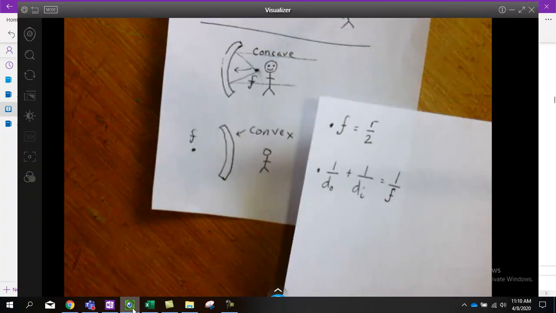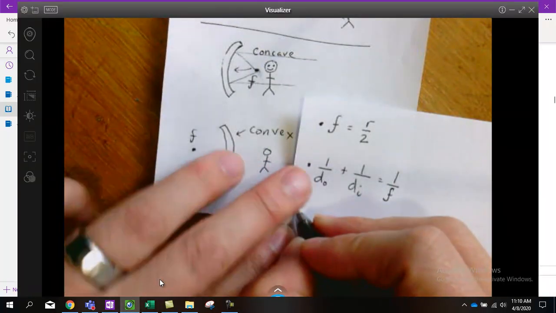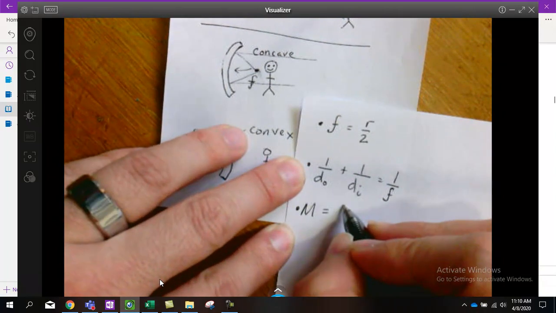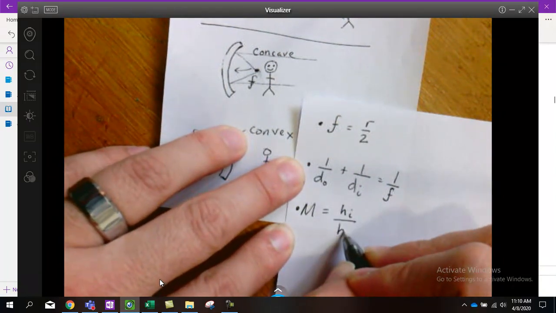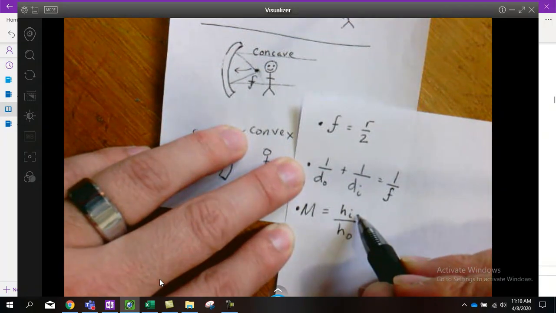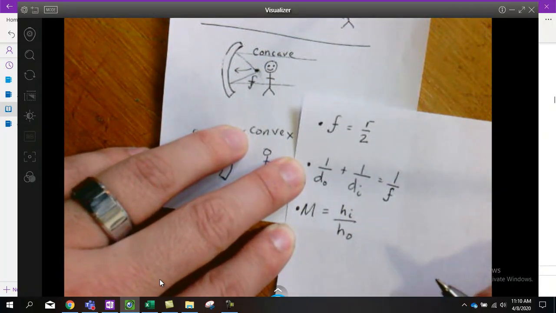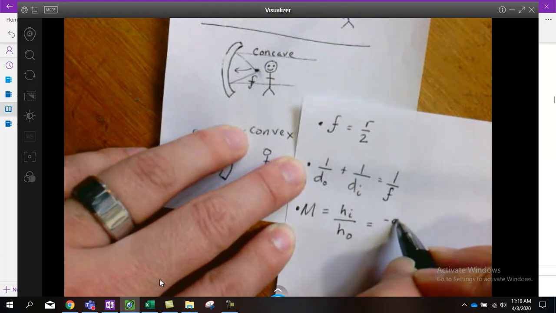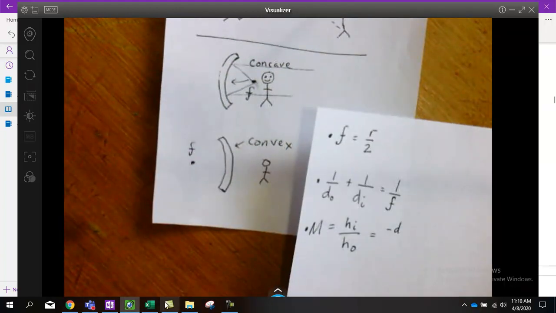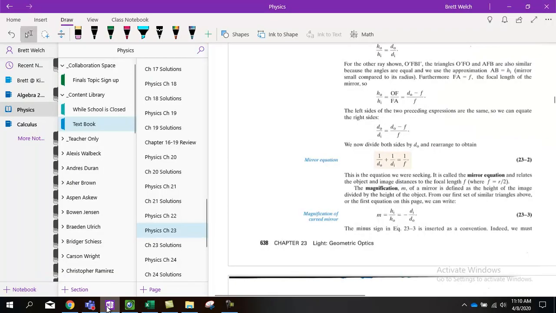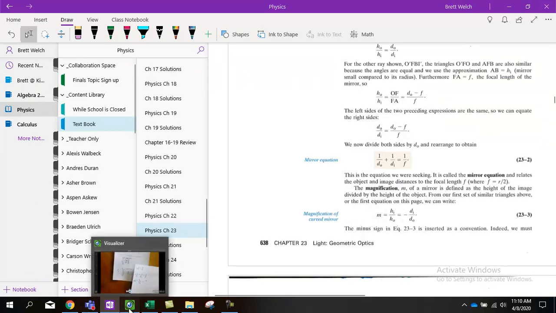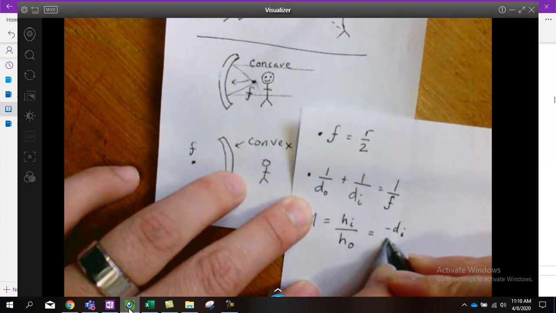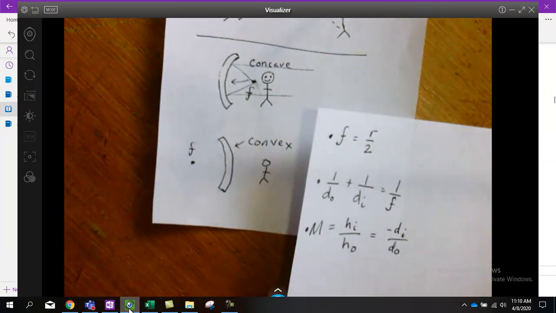I'll go ahead and write it down with our other formulas. Magnification is just a comparison of the height of the image to the height of the object. If it's a bigger image, then it would have a magnification bigger than 1. Another way to do this is negative di over do. I don't want to mess that up. Let me see. There we go. Negative di over do. That's our other version of the formula. It's going to tell us, are we expecting a bigger or a smaller image when we put something close to a mirror.